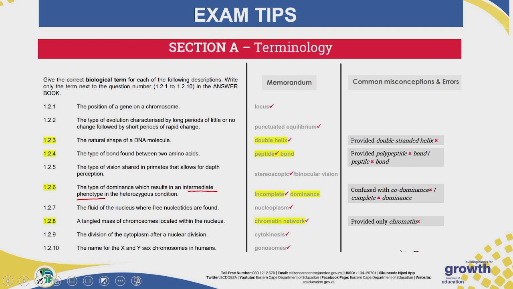The fluid of the nucleus, where free nucleotides are found, is the nucleoplasm. A tangled mass of chromosomes located within a nucleus is a chromatin network. Please do not just write chromatin, because it said a tangled mass of chromosomes. If we said the network of chromosomes within the nucleus, then we would accept chromatin. So you must understand why we wouldn't accept chromatin alone, because we didn't include the network. It is called the chromatin network, not just chromatin.